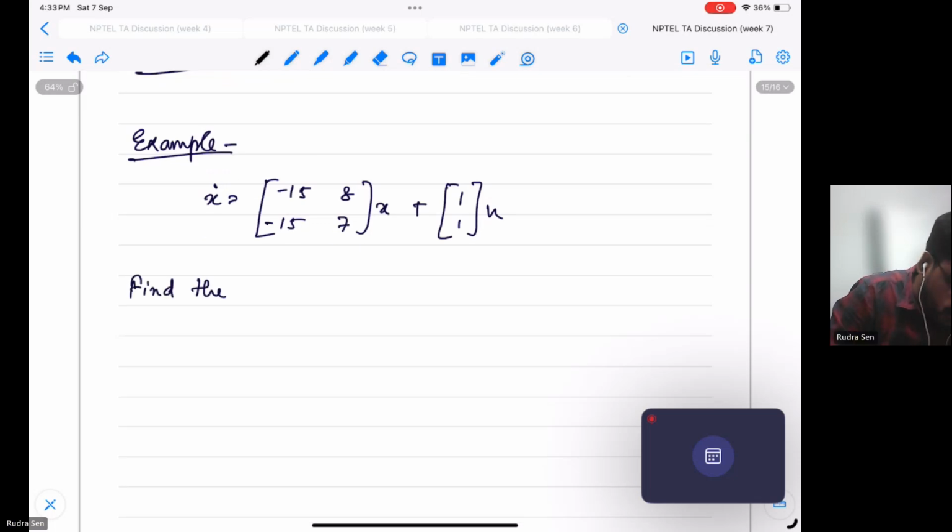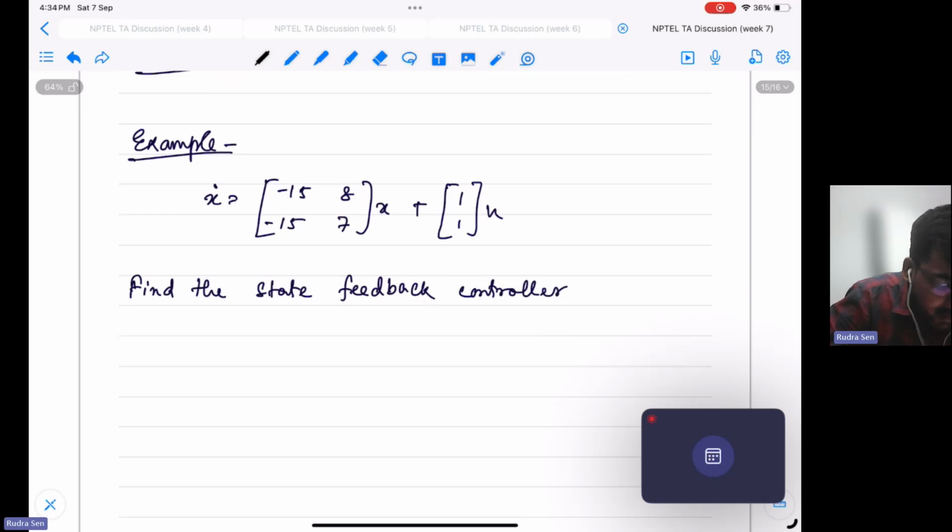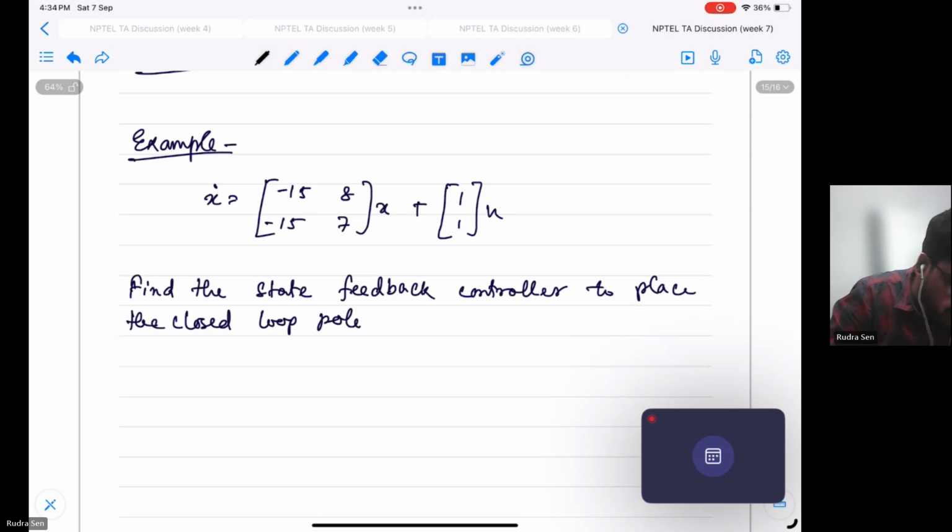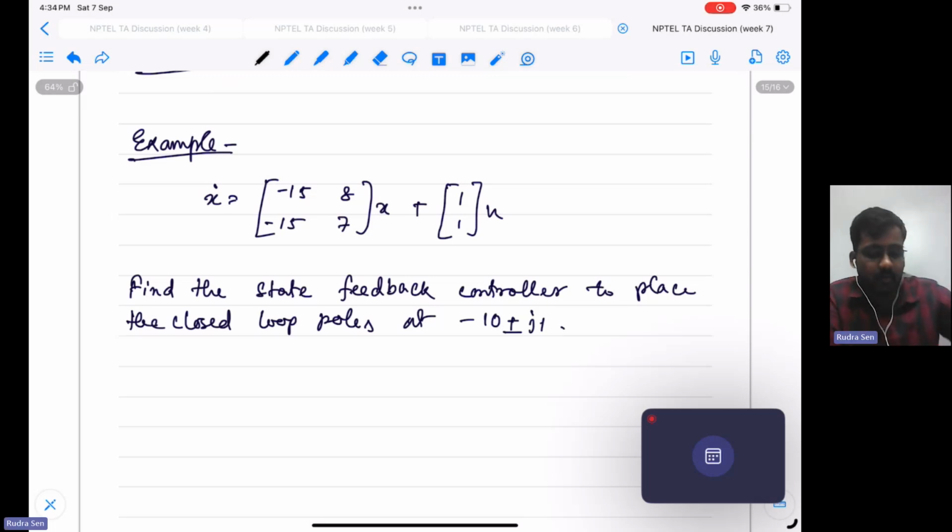Find the state feedback controller to place the closed loop poles at minus 10 plus minus j. Okay, so this is our desired pole location.